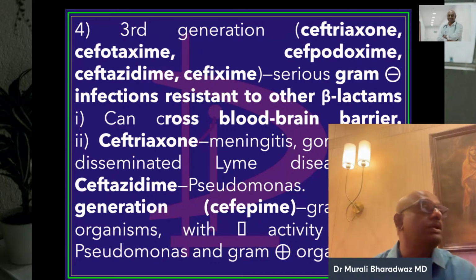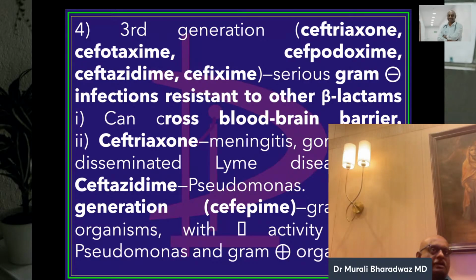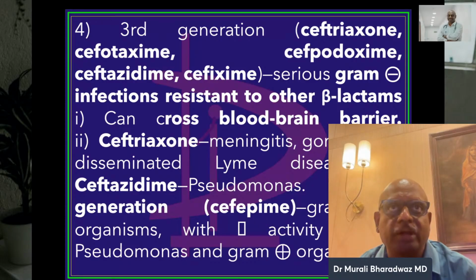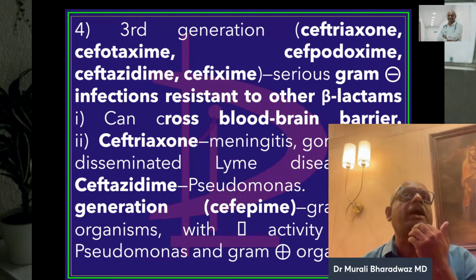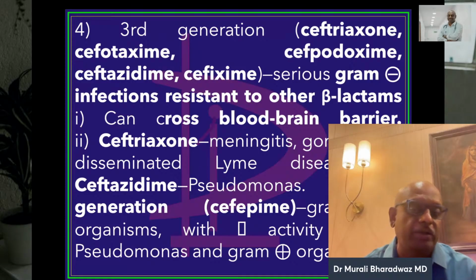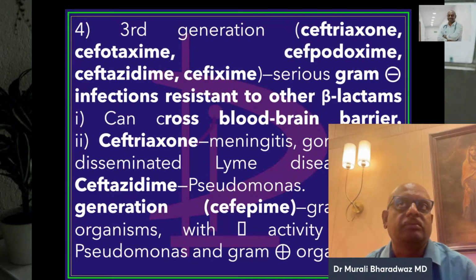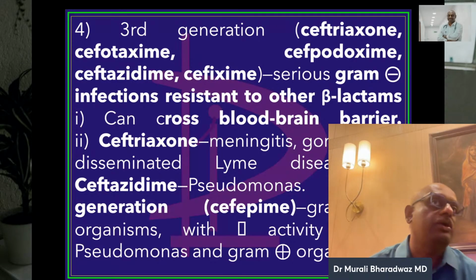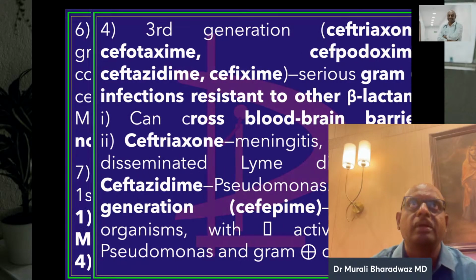Gram-negative organisms are also covered for the first time by the third generation, and it can cross the blood-brain barrier, right? That's another advantage, so that it can be used in meningitis. So ceftriaxone is the favorite drug for meningitis. Ceftazidime, you need to remember because it is anti-pseudomonal. Then fourth generation is cefepime, which is active on the gram-negative, and it also has activity on pseudomonas and gram-positive.